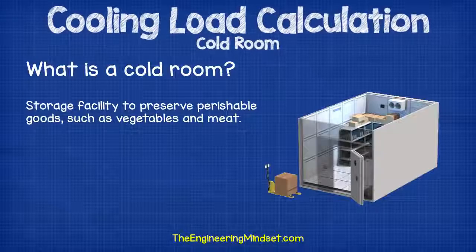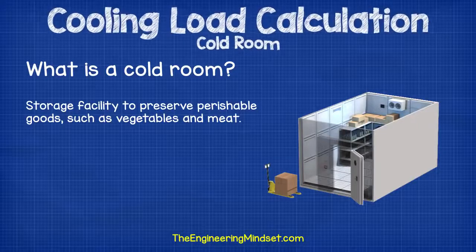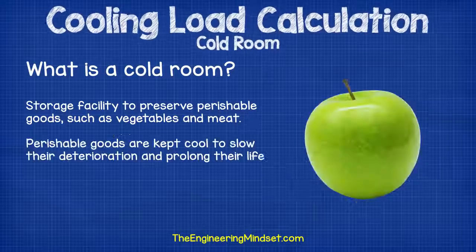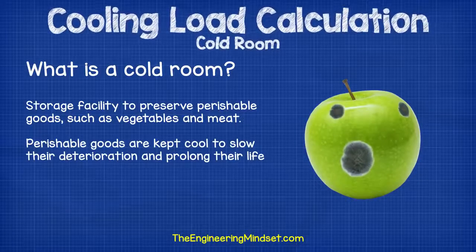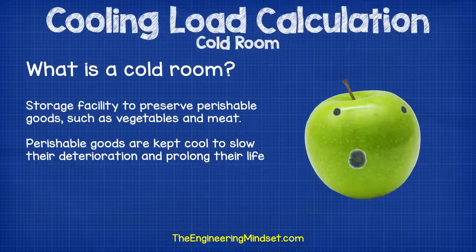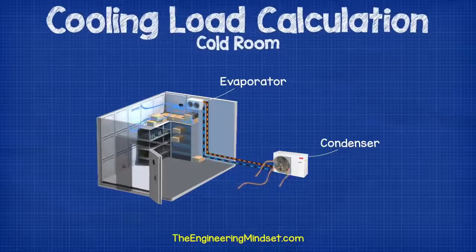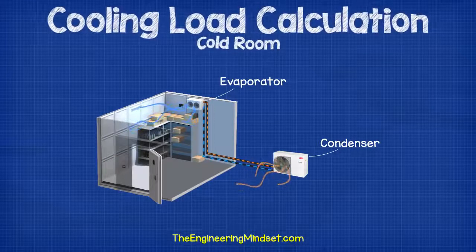So first of all, what is a cold room and how does it work? A cold room is used to store perishable goods such as meat and vegetables to slow down their deterioration and preserve them as fresh as possible for as long as possible. Heat accelerates their deterioration, so we need to cool down the food by removing the heat. And to remove the heat, we use a refrigeration system, as this allows us to accurately and automatically control the temperature to preserve the goods for as long as possible.